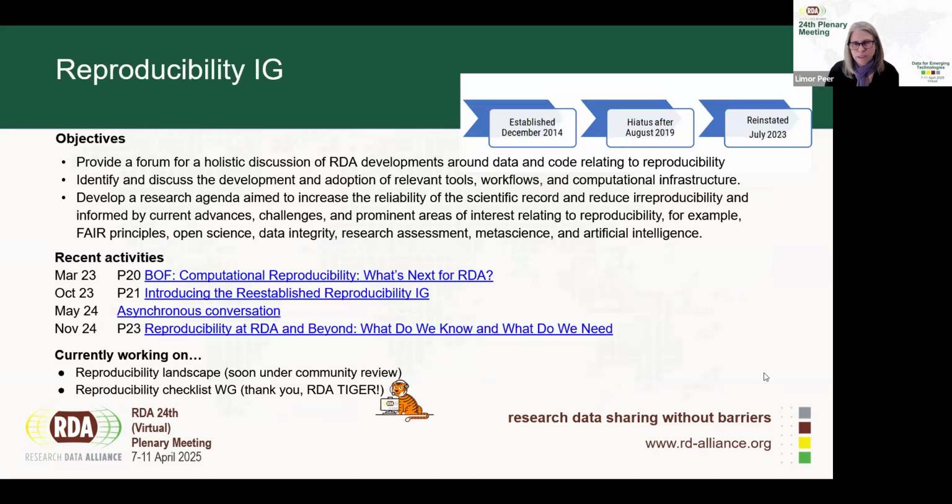Okay, so we're gonna dive right in. I'm gonna give a brief overview on the Reproducibility Interest Group, and then Alex will take it over and talk a little bit about the Metadata Interest Group.